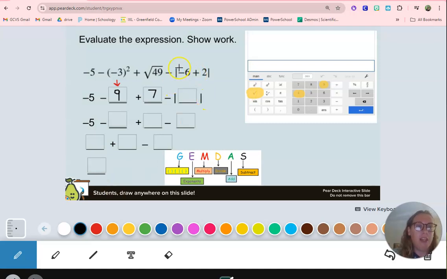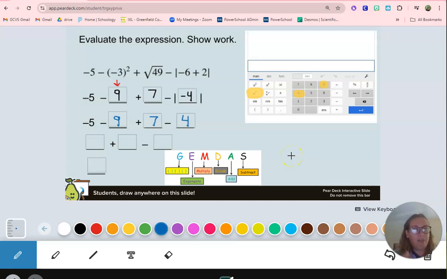Finally, we're simplifying our grouping symbols of -6 plus 2. -6 plus 2 gets us a -4. Beautiful. So we have -5 minus 9 plus 7 minus an absolute value of -4. So we're going to get rid of those absolute value bars first, so we can copy down this 9 and this 7. And the absolute value of -4 is a positive 4, right? Because negative 4 is 4 spaces away from 0.